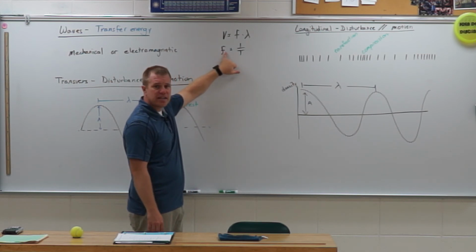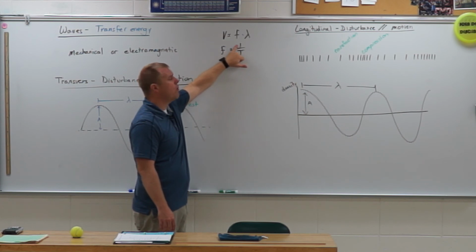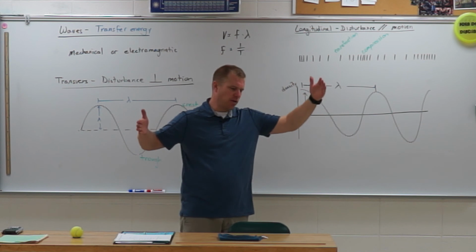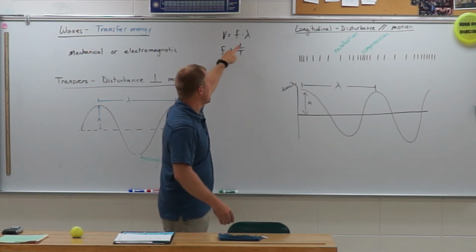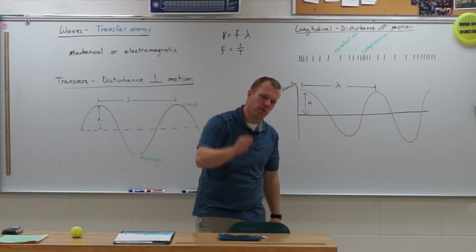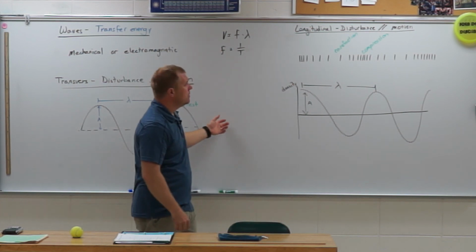Now, frequency, that's also 1 over the period. So if I timed how often it was from one to the next, I would just have to take 1 over that time to find that frequency to figure out how fast I'm going up and down. There you go.